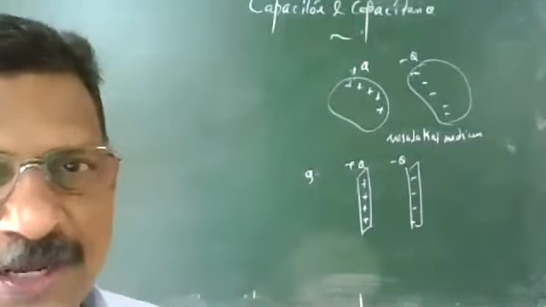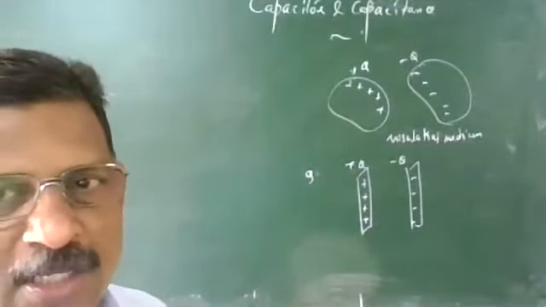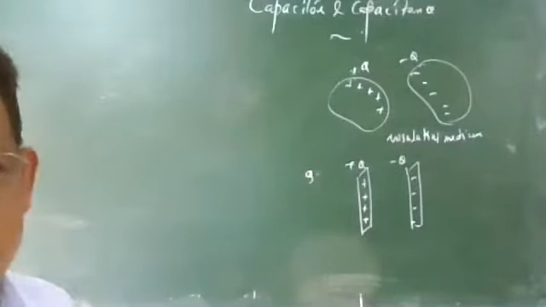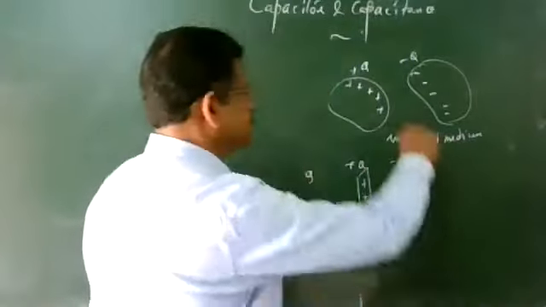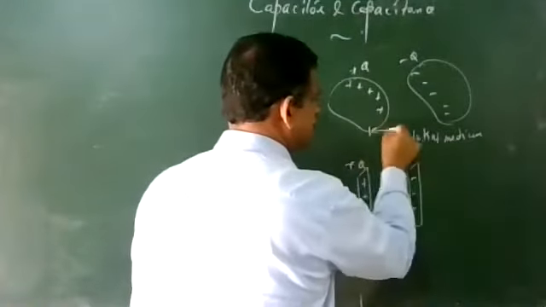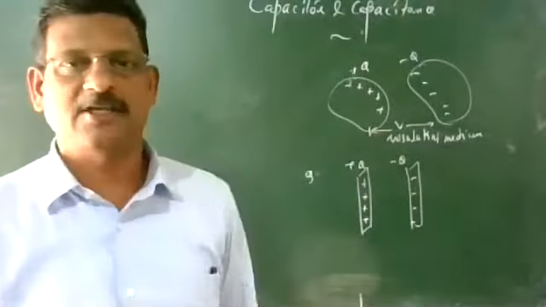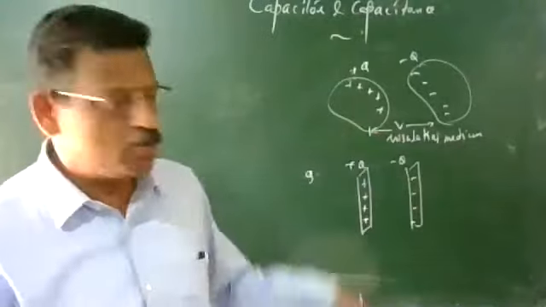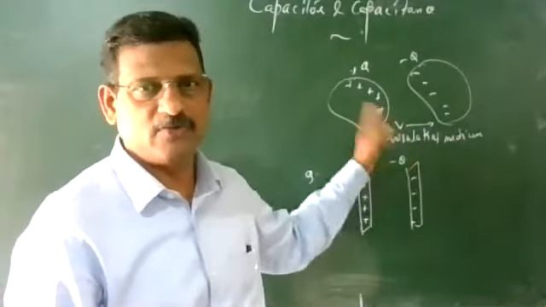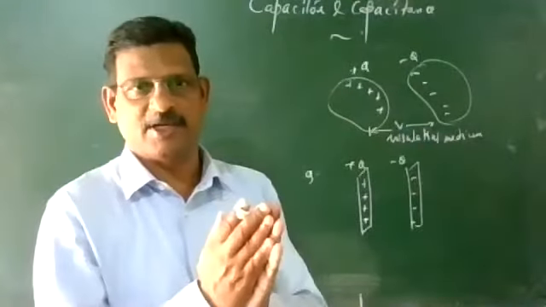Any shape. So the capacitor arrangement consists of two conductors, one having plus Q charge, another having minus Q charge, separated by an insulating medium. There will be some potential difference: plus Q will be at some potential, and minus Q at some other potential. So there is a potential difference between them, and in between them there is an electric field. When you increase the charge, the potential difference will increase, and of course the electric field between them also will increase.